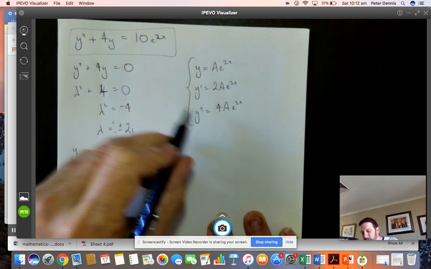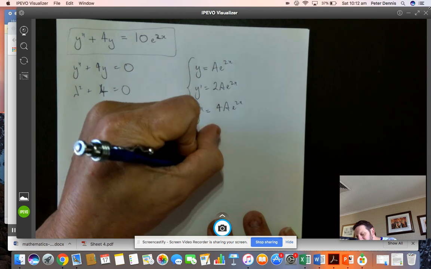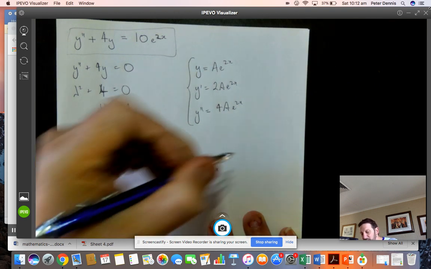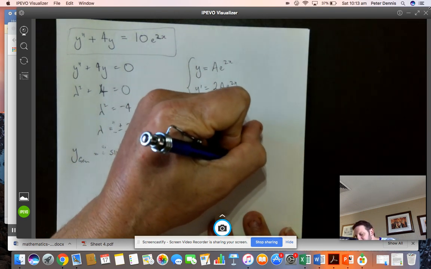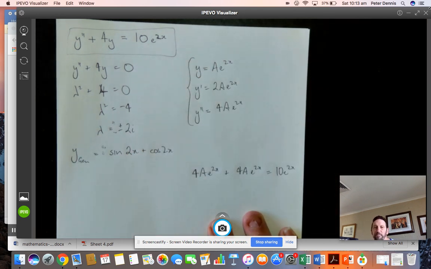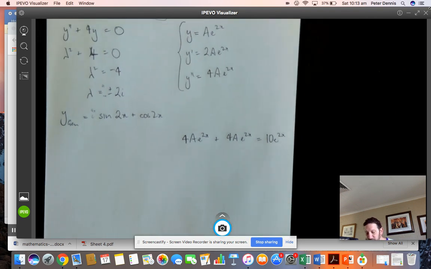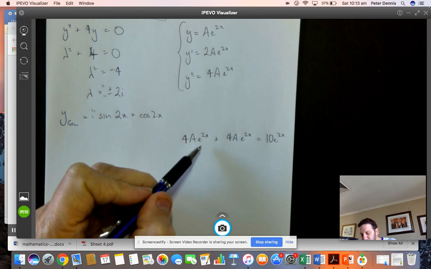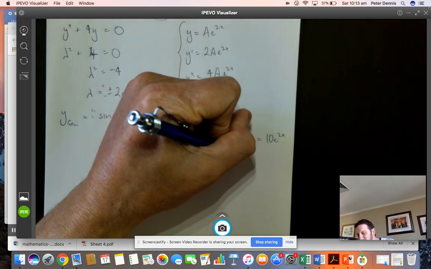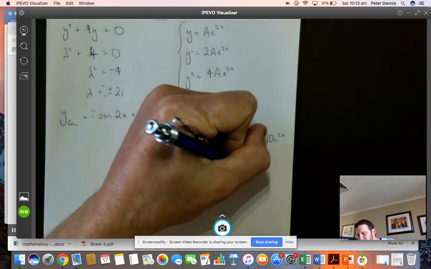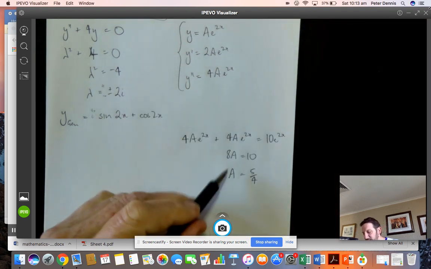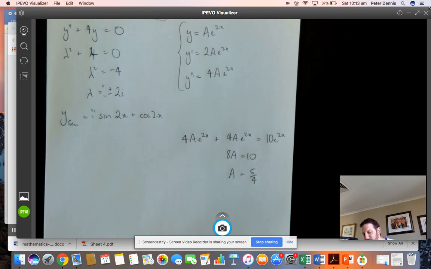So what we've got is that y'' is 4ae^(2x), plus 4 times y, so plus 4ae^(2x). We know that is going to equal 10e^(2x). Okay, and what we've got there is we can divide everything by e^(2x), and what we get is that 8a = 10. So a is going to be 10 over 8 or 5 over 4. And that's our next part of the solution.